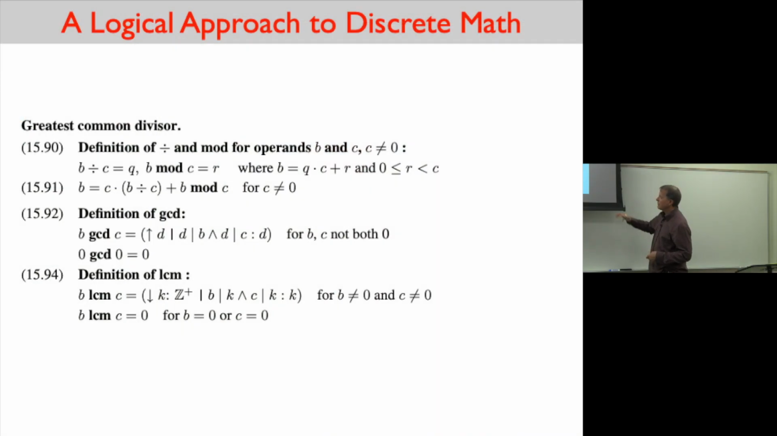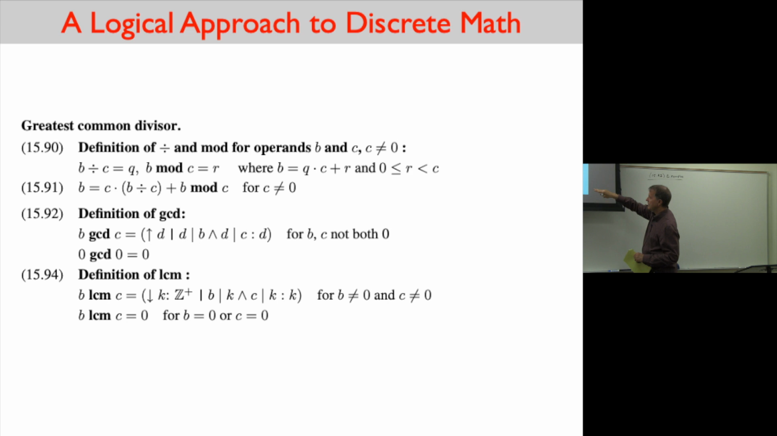So then 1591 is a theorem: B equals C times B divided by C plus B mod C. And it follows from 1590. But the main thing that we want to study now is greatest common divisor, which is 1592, the definition of GCD. And here is the definition of GCD. Now, let's do some examples of 1592, and I think you'll be able to see what it means.